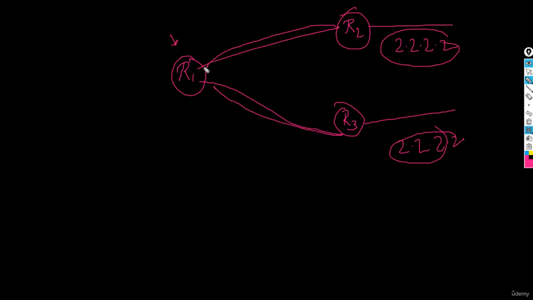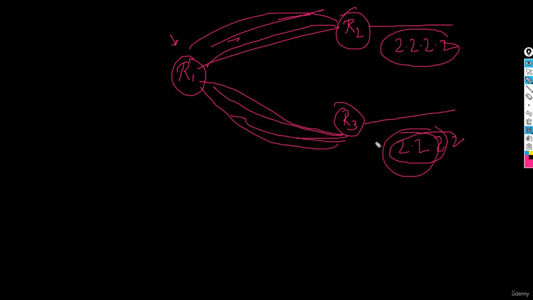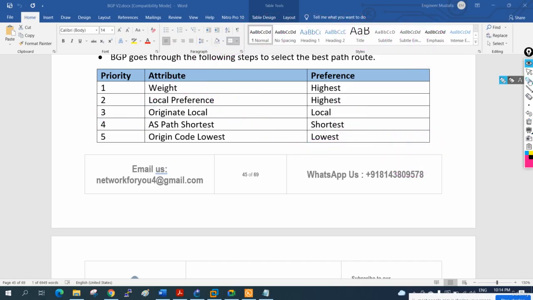If you increase the weight for this route, then this route will come in the routing table. So first they will check the weight. Whoever has the highest weight, they are going to install that one. If both routes have the same weight, then they will skip this one. They will look at the second thing, the local preference. Whoever has the highest local preference value, they are going to take that one.